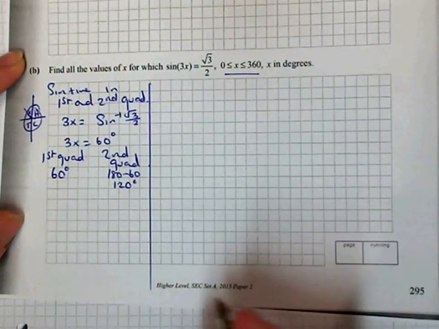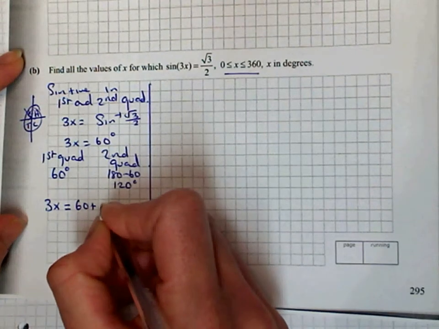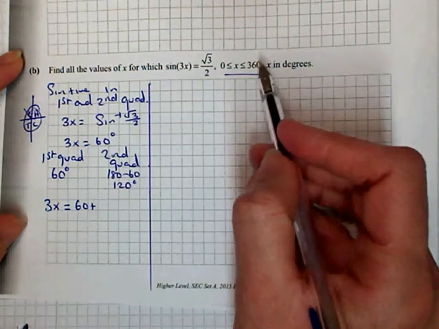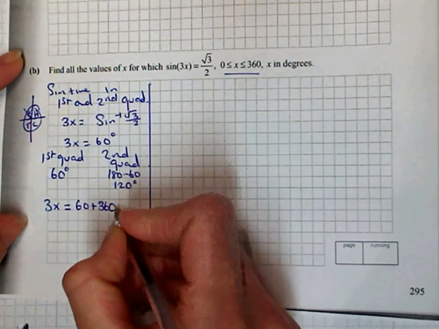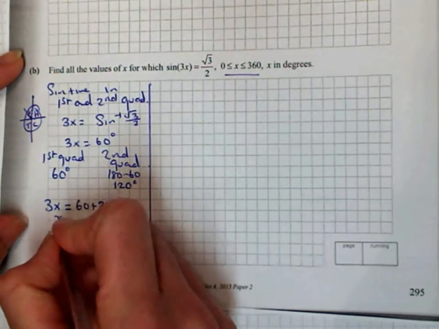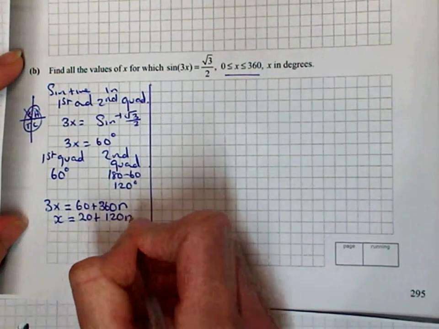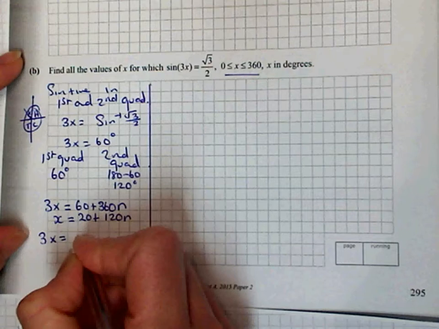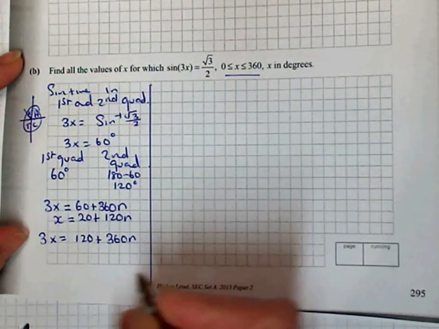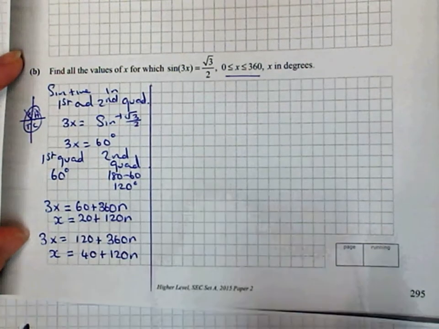So 3x is equal to 60 plus 2nπ. This is in terms of degrees, so 2π is 360 degrees, so it's 360n, that's where that comes from. And x is equal to, divide the whole thing across by 3, so 20 plus 120n. And 3x is equal to 120 plus, again, your 2πn, which is 360n because you're in degrees, divide across by 3, so it's 40 plus 120n.